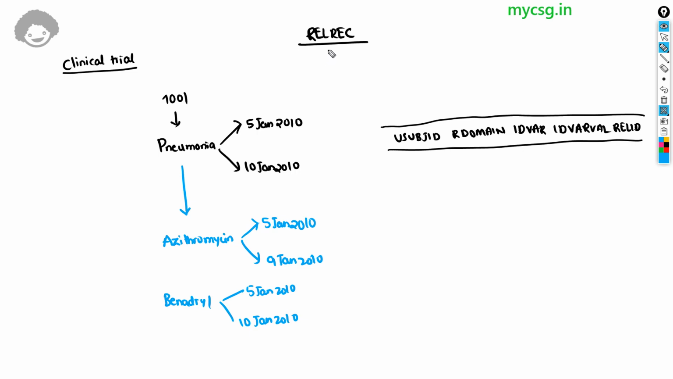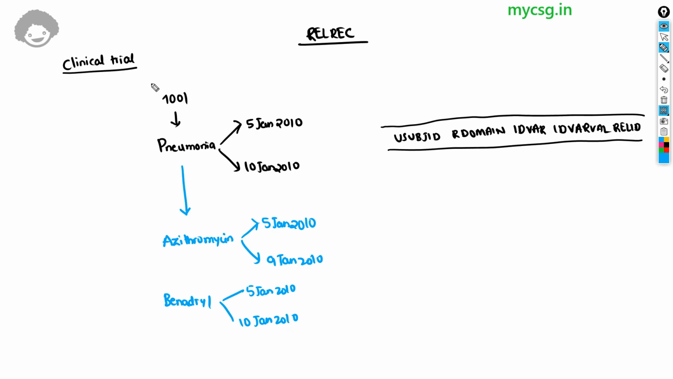So, let's say we have a clinical trial in which there is a subject with the number 1001. Let's say this subject has experienced pneumonia from 5th Jan 2010 to 10th Jan 2010. Let's say that this pneumonia is treated with azithromycin and Benadryl. Azithromycin is being given from 5th Jan 2010 to 9th Jan 2010, and Benadryl is given from 5th Jan 2010 to 10th Jan 2010.